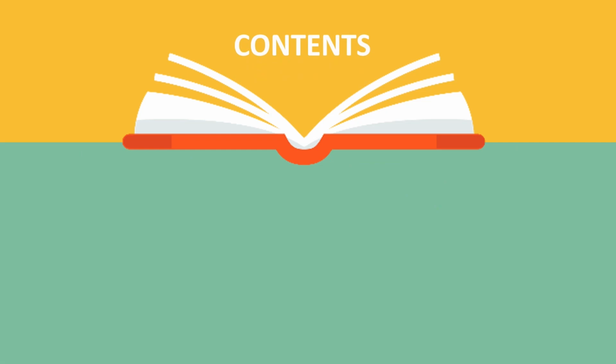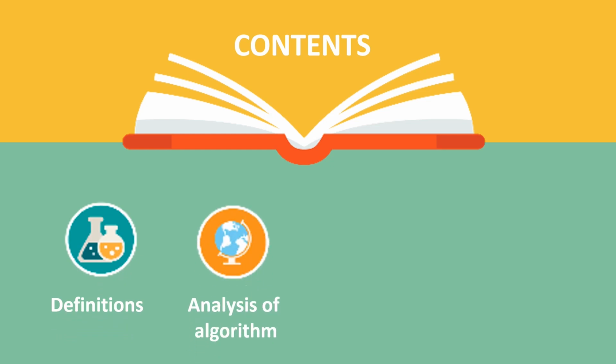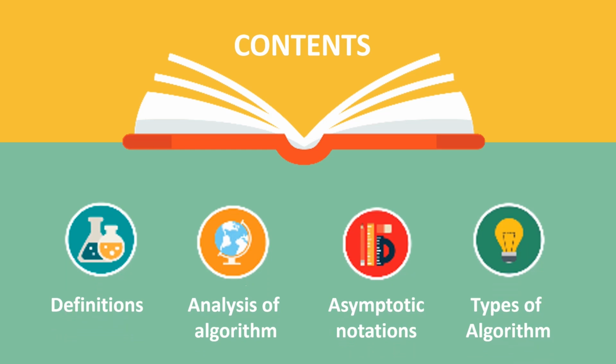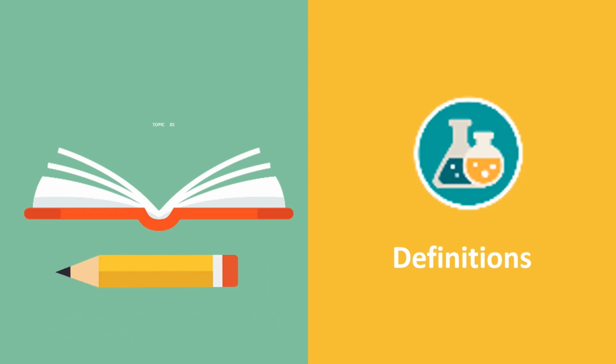The overview of our today's lecture is first we are going to study few definitions, then analysis of algorithm, then we will start asymptotic notations and types of algorithm. Let's start with few definitions.